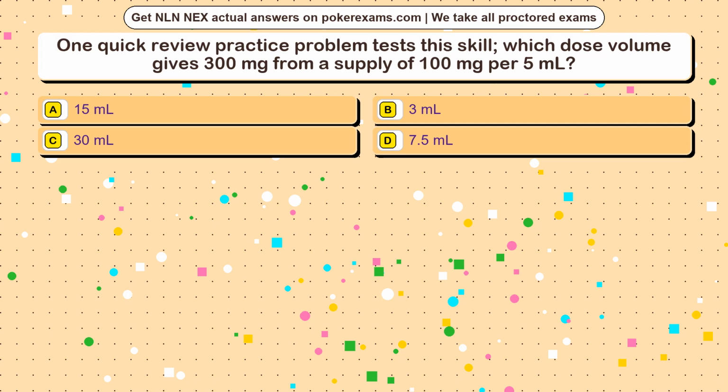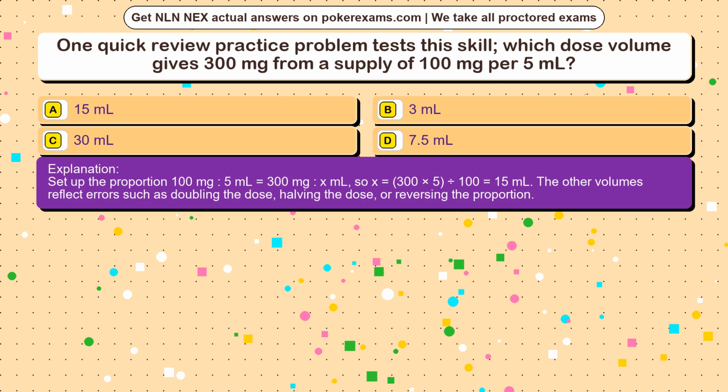The correct answer is option. Set up the proportion: 100 mg over 5 ml equals 300 mg over x ml, so x equals 300 times 5, divided by 100, equals 15 ml. The other volumes reflect errors such as doubling the dose, halving the dose, or reversing the proportion.